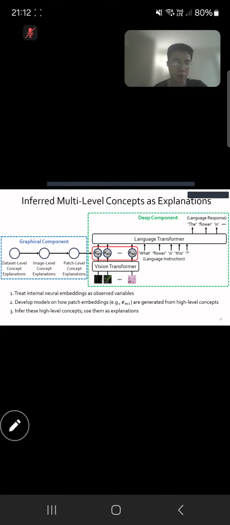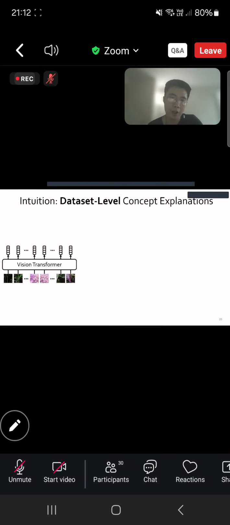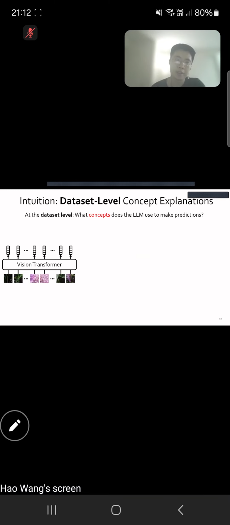And these concepts will be treated as the graphical components. But before going into the details, let me first give you some intuitions on how these concepts can be inferred. First, at the dataset level, what concepts does the LM use to make predictions?